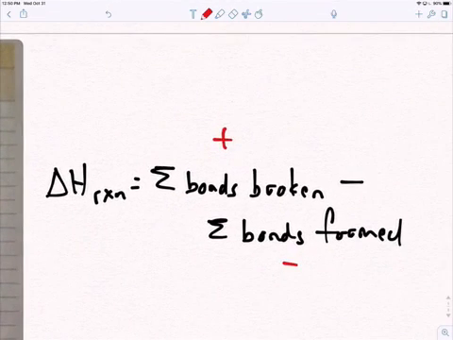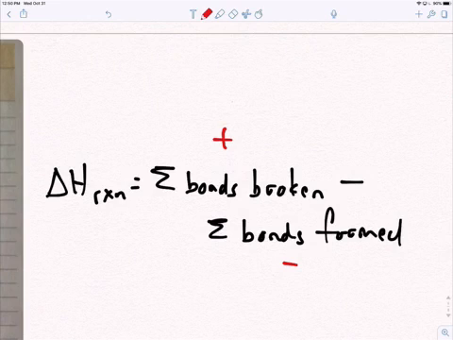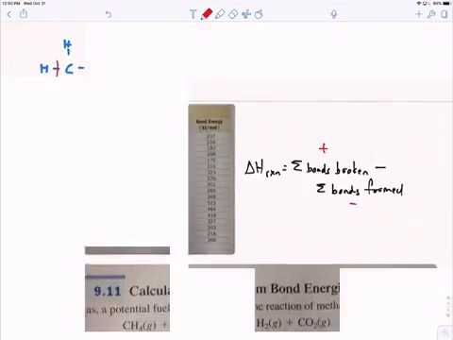Our heat of reaction is going to be the energy it takes to break the bonds minus the energy of the bonds forming. It takes energy to break bonds, and when bonds form, energy is released. That's just the thermo properties. Putting energy into the system is the positive direction, and energy leaving the system is the negative direction. So energy put in is for the bonds broken, and energy leaving is as the bonds form.